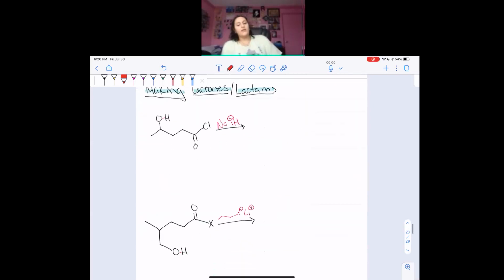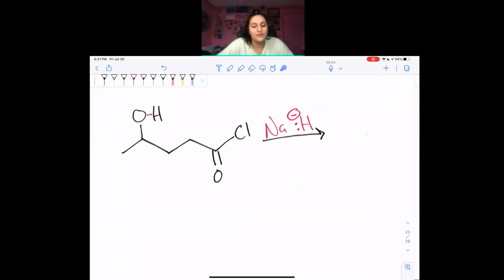Okay. Making lactones and lactams and breaking lactones and lactams. I'm not going to do the step-by-step reaction just because we covered that like a week ago in SI and I don't want to spend too much time on it, but I will cover the basics. So when we're making lactones and lactams, we know that we have to have our nucleophile and our leaving group on the same carbon chain.